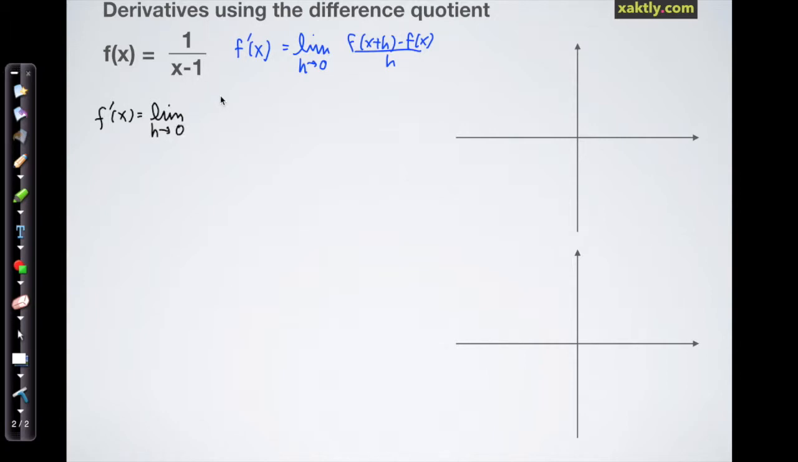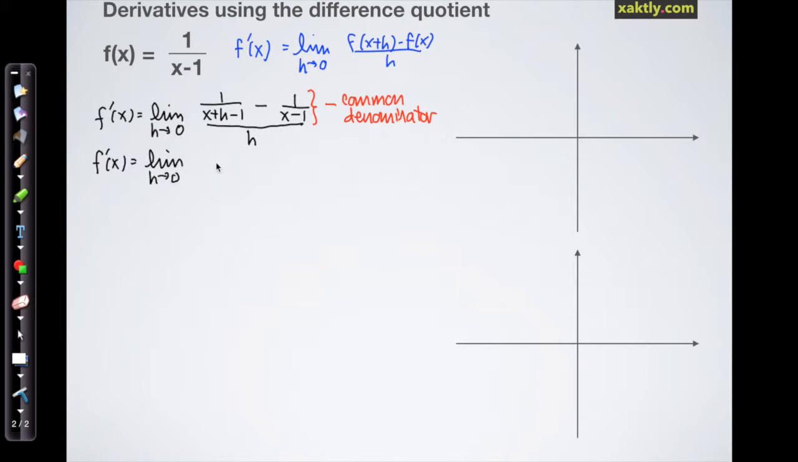So here's our limit. It's going to be 1 over x plus h minus 1. Remember, we're just substituting x plus h in for x. And then minus 1 over x minus 1, all over h. And my strategy here is going to be to find a common denominator for this sum of fractions on the top. And so I'll just use the brute force method there of finding a common denominator by multiplying the two. So I get x minus 1 minus the quantity x plus h minus 1 all on the top. And then I just have the product of those two denominators on the bottom here.